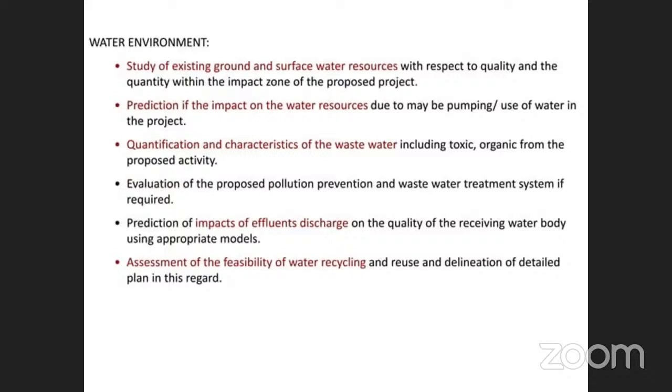And evaluation of proposed pollution prevention and wastewater treatment systems. If required for the proposed project, we need to establish prediction of impacts of different discharge effluents on the receiving water bodies, provide the appropriate models to minimize the effluent discharge, and assess the feasibility of water recycling and reusing of water, and a detailed plan is needed.